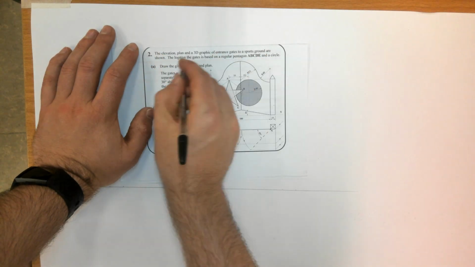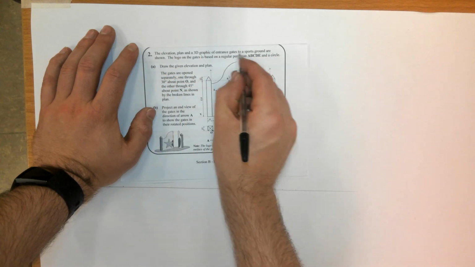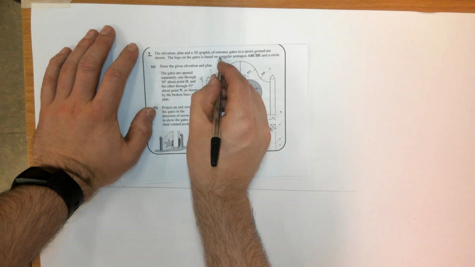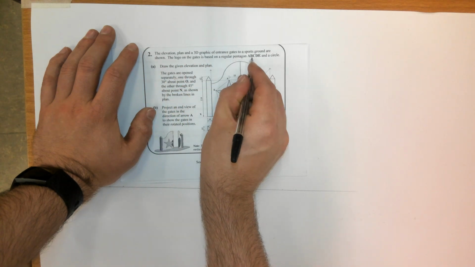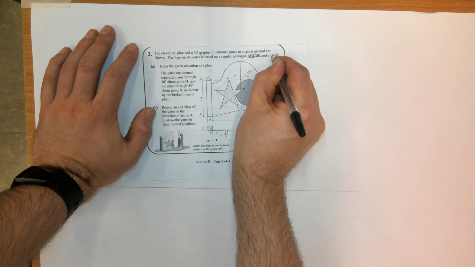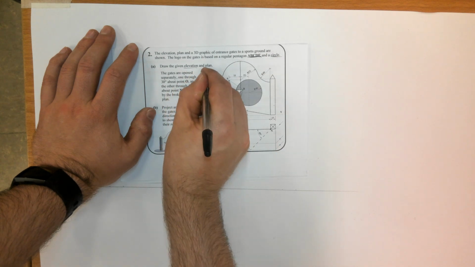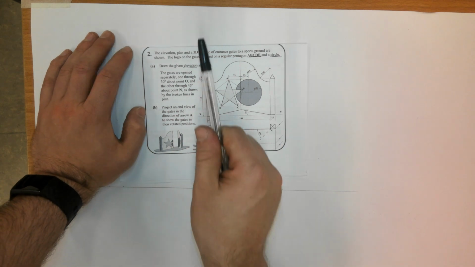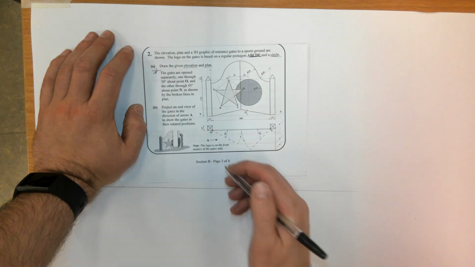2016 question B2. The elevation, plan and a 3D graphic of the entrance gates to a sports ground are shown. The logo on the gates is based on a regular pentagon A, B, C, D and a circle. Draw the given elevation and plan of the gates. So that's the first part. I'll deal with the next part after.